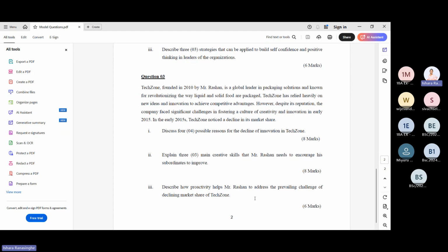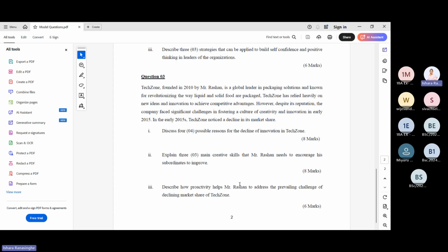If they are proactive, then they are foreseeing the potential challenges. Then they can understand the future problems, as well as the future opportunities. Not only the problems, even opportunities they can capture. Then, utilizing those opportunities, they can convert this declining market share into a growing market share. Right? So that's what you all need to do.